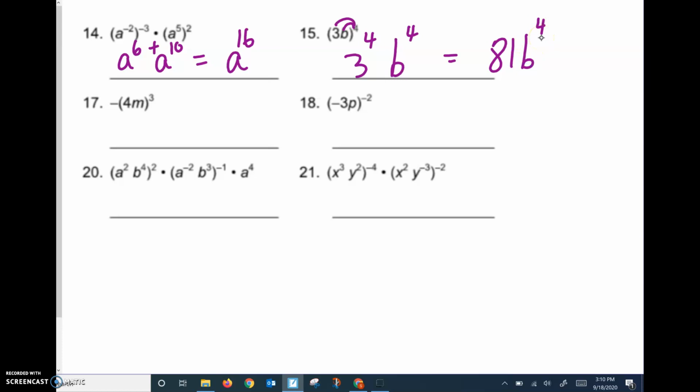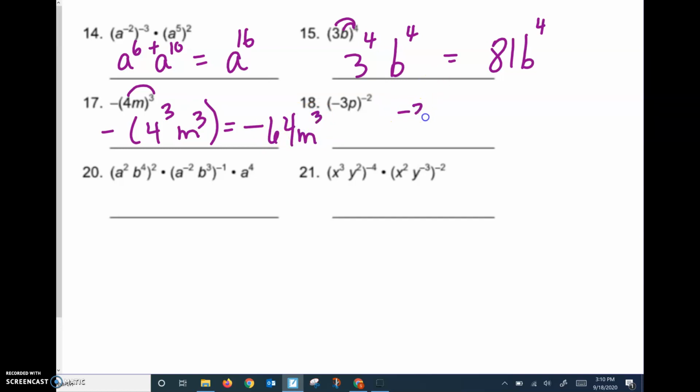All right, number 17, you have to bring this 3 into the 4. So we're going to have negative in front, and we have 4 to the 3rd, m to the 3rd. So our final answer here is going to be negative, and 4 to the 3rd is 64, and we have m to the 3rd.